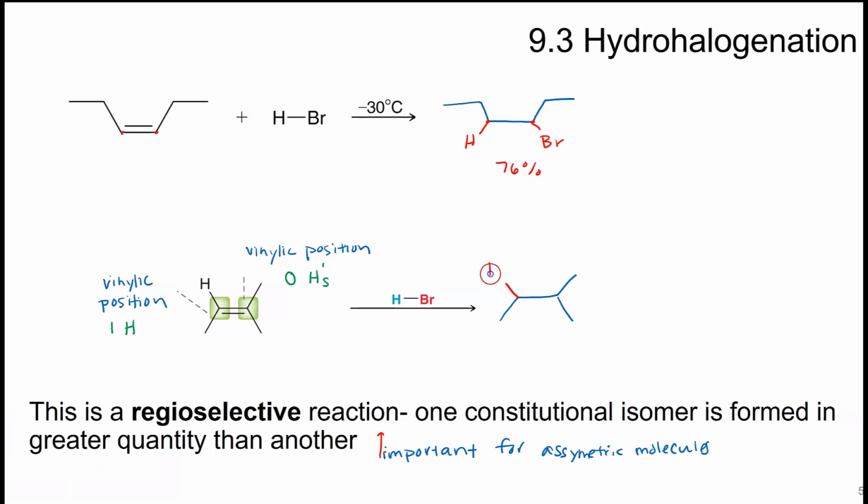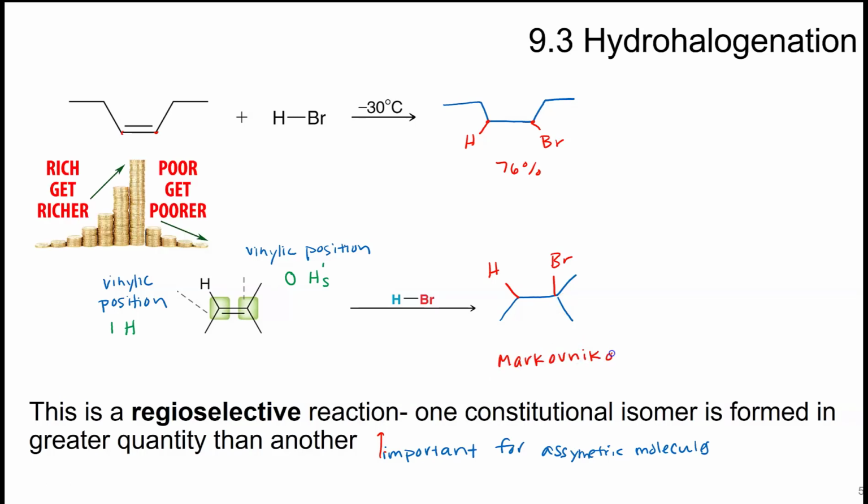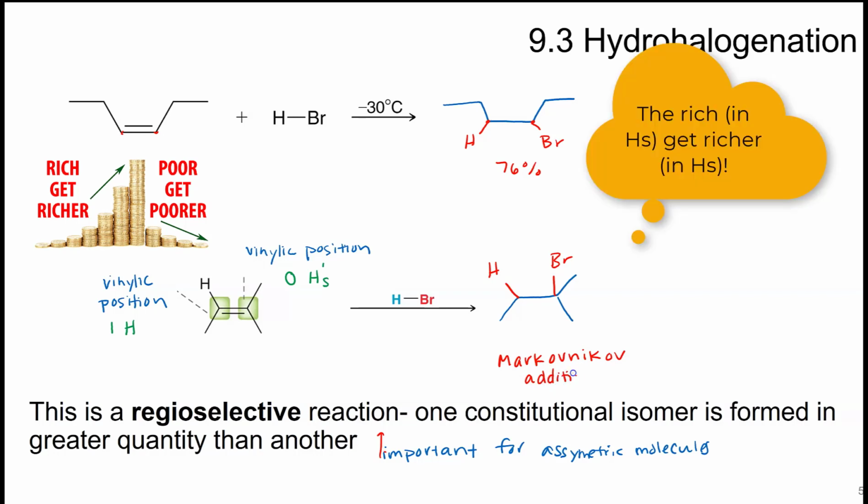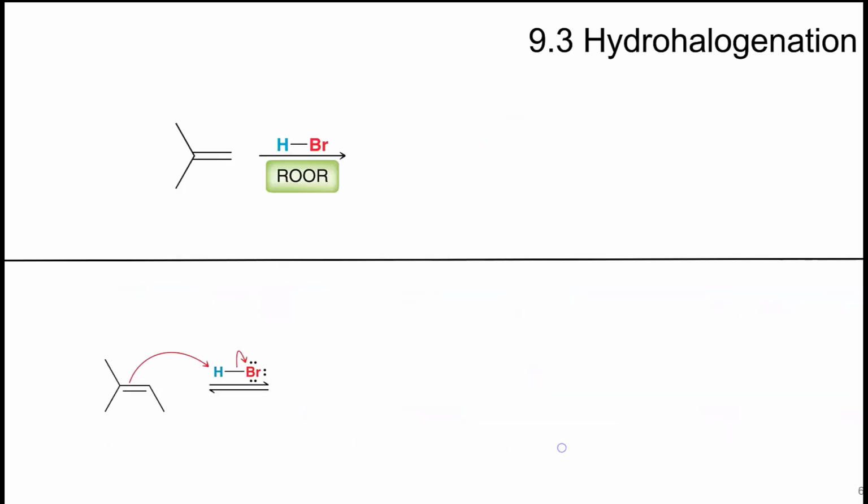The H is going to go on the carbon with an H, and the Br goes to the more substituted carbon. This is the Markovnikov addition. So the H goes to the carbon with more H's, and the Br, or the halogen, goes to the more substituted carbon. And if you were wondering why that happens, we can go through the mechanism in a little bit here.